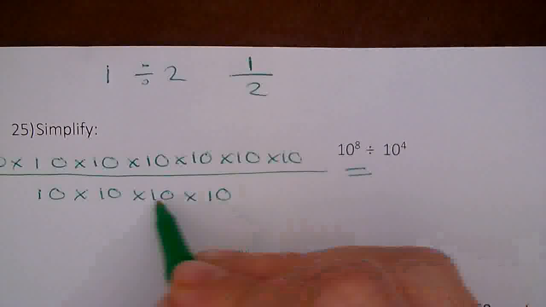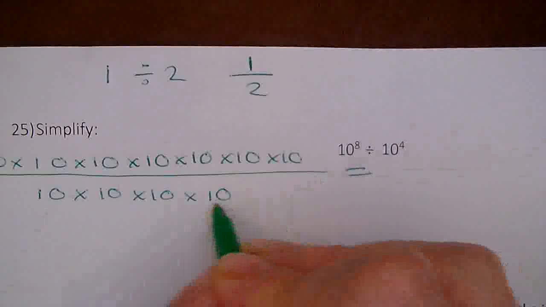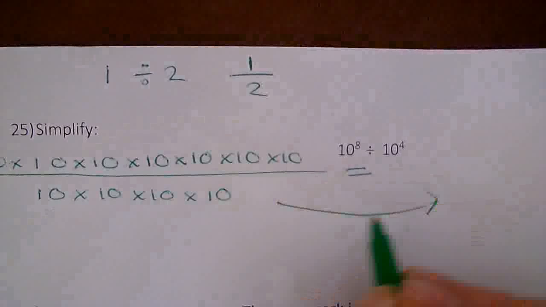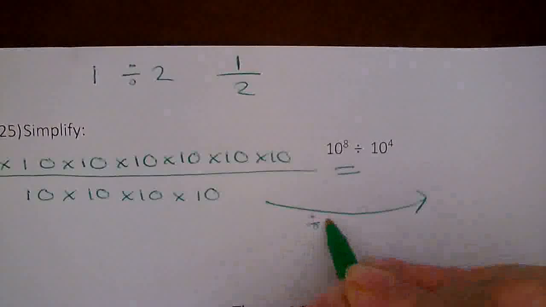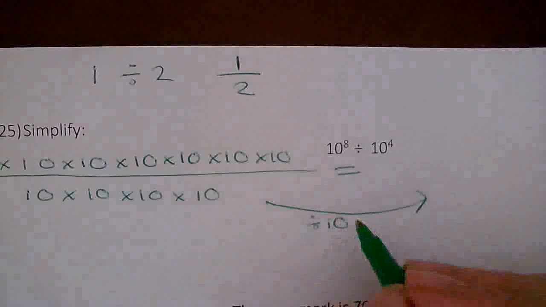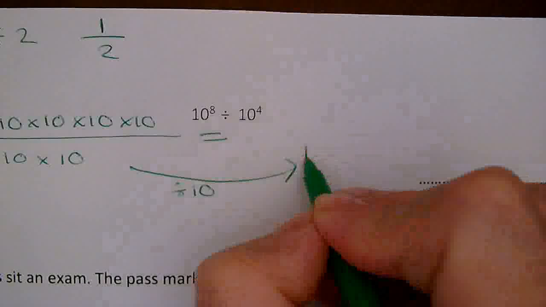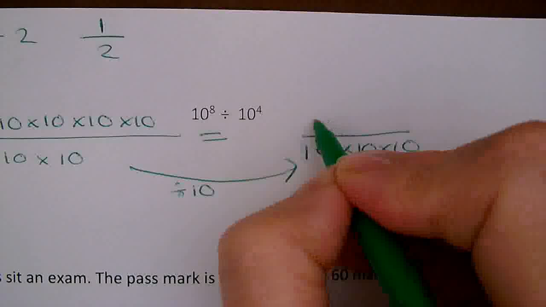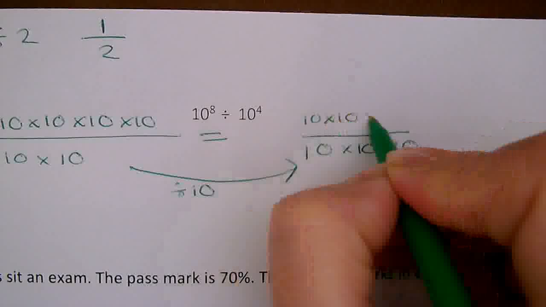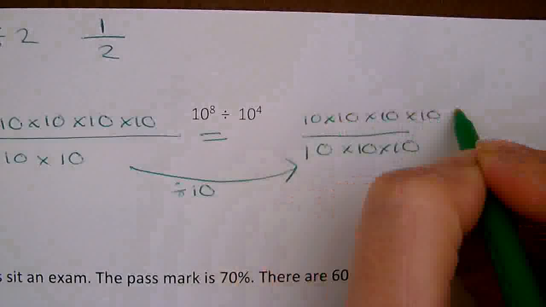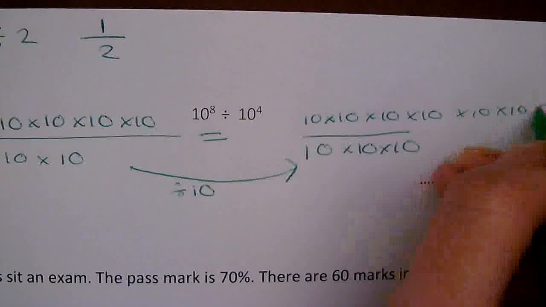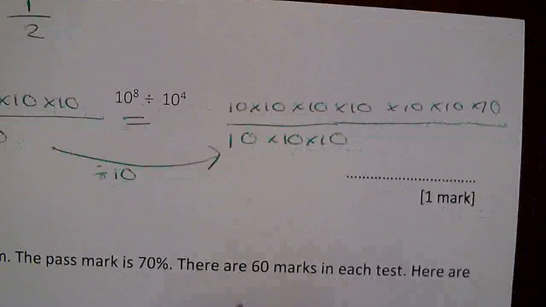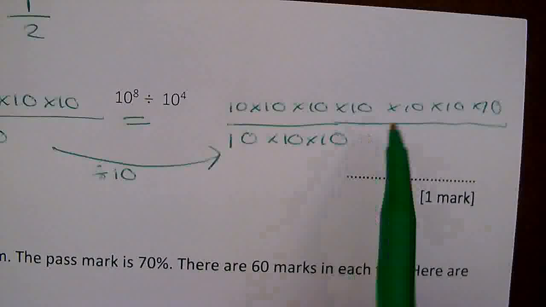So if you look, 1, 2, 3, there's 4 on the bottom, which is 10 times 10 times 10 times 10. We can actually start to divide through by powers of 10. So if you divide by 10 first of all, that will leave you with 10 times 10 times 10 on the bottom. And there'll still be the 10 times 10 times 10, 3, 4, 5, 6, and the 7, all still on there. So that's taken one power off from the top and one from the bottom.